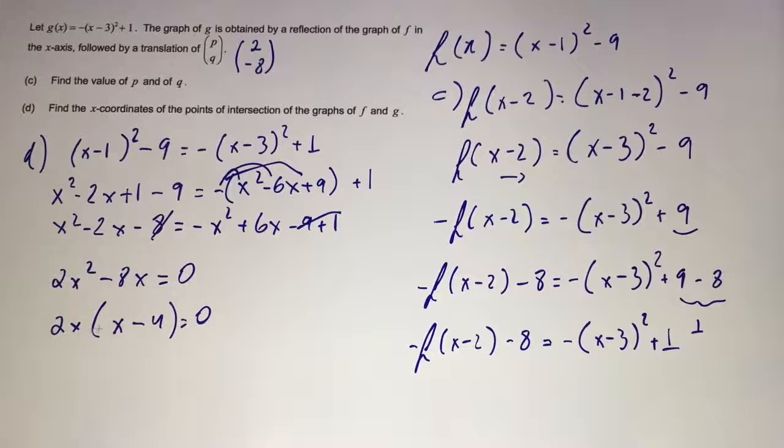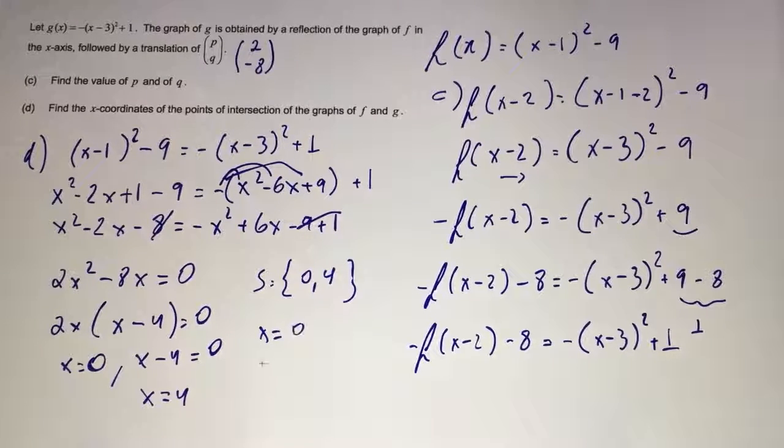So I only have 2 possibilities here for this product to become 0. I have either that x equals 0, because if x equals 0, this whole product will become 0, or I have that x minus 4 equals 0, which would make x be 4. So my solution set would be (0, 4), which means that my x coordinates are just x equals 0, x equals 4.